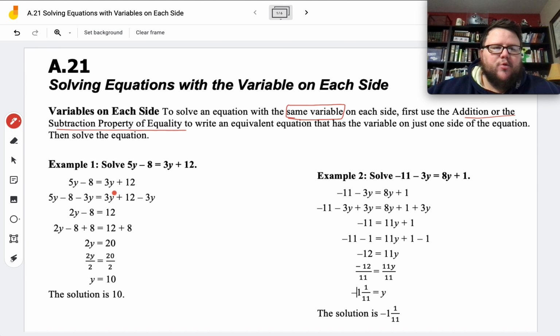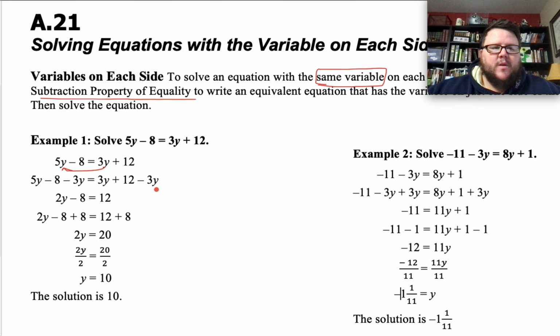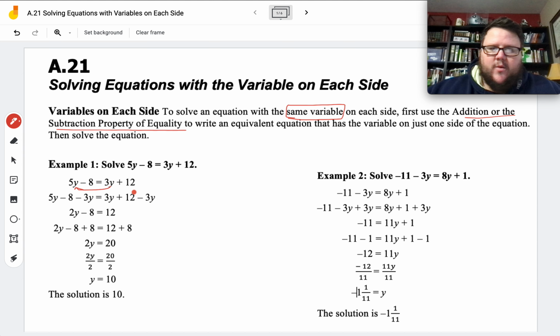They're deciding to move the 3y over to the 5y. So the way we do that, that's a positive 3y, so we're going to subtract 3y. They subtract 3y from both sides. So that moves over because 3y minus 3y cancels out, and 5y minus 3y becomes 2y. So then we got 2y minus 8 equals 12.